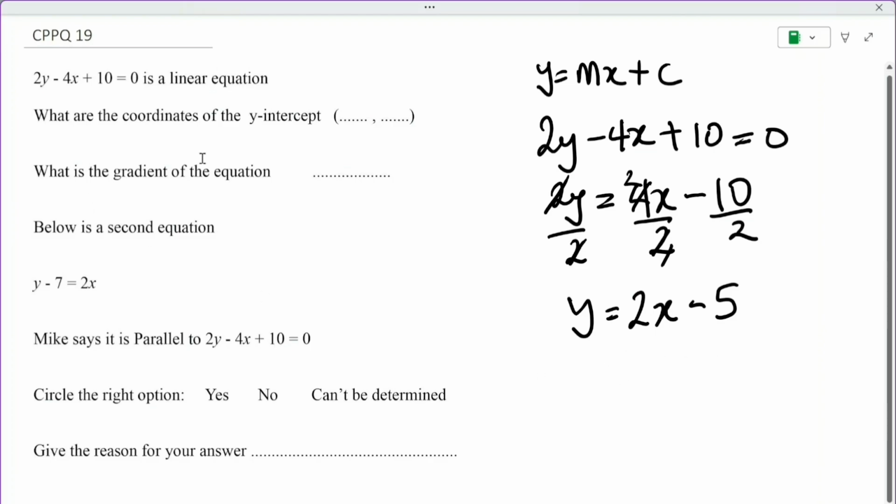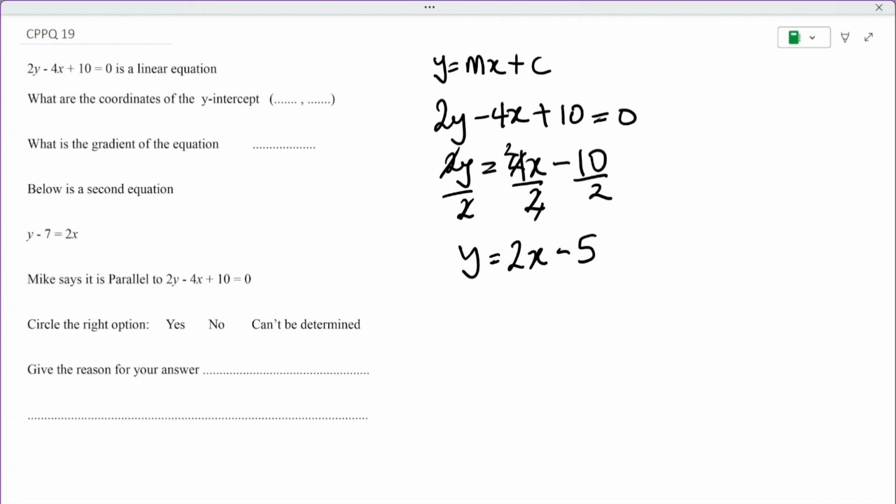Listen to the word, the coordinates, that's plural. What they mean by the coordinates of the y-intercept, let's make a graph here. These are our y-axis and this is our x-axis. The y-intercept means the point where the line crosses the y-axis, and it's represented with c in this standard formula. So here our c as a constant is minus 5. So that means the y-coordinate of where the line crosses the y-axis is minus 5. Let's say this is our negative 5.